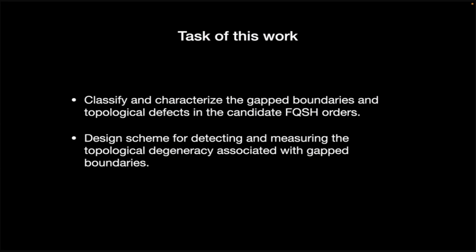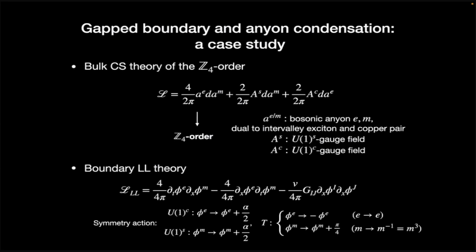So let me take the Z4 order as an example. I will discuss the gapped boundaries of the Z4 order and their relation to anyon condensations. So the bulk of the Z4 order can be described by a mutual Chern-Simons term given by the term here.